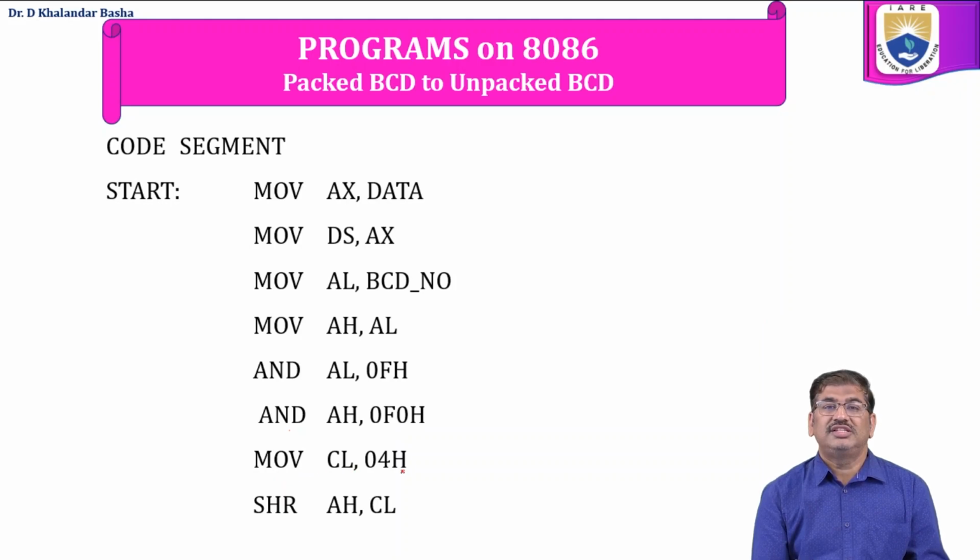So for shifting the upper 4 bits to the lower 4 bits, we use move CL comma 04H. This is for placing the count, how many times we want to shift the contents of AH register. Now to make the upper nibble the lower nibble, we want to shift these contents by 4 bits. So we move the CL register with 04H and shift the contents of AH register by 4 bits.